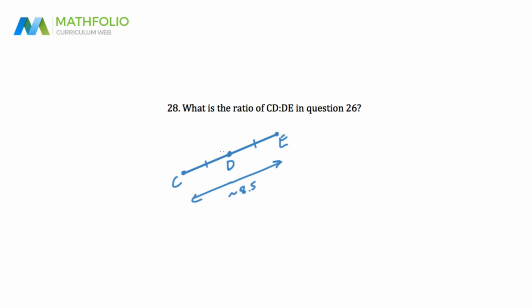And the very fact that D is in the middle means that this piece of the segment and this piece of the segment being equal means that they have a 1-to-1 ratio. So CD to DE, the ratio of those segments are 1-to-1. No other work is needed. Just 1-to-1 is the answer.